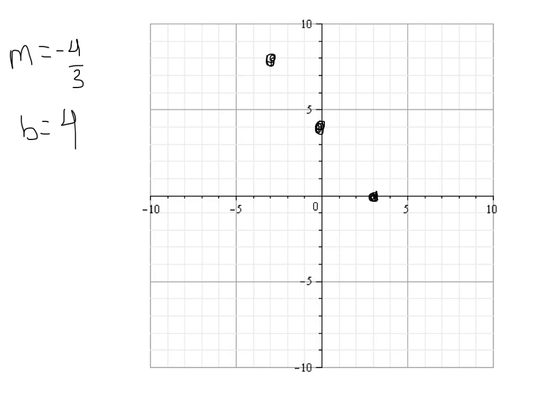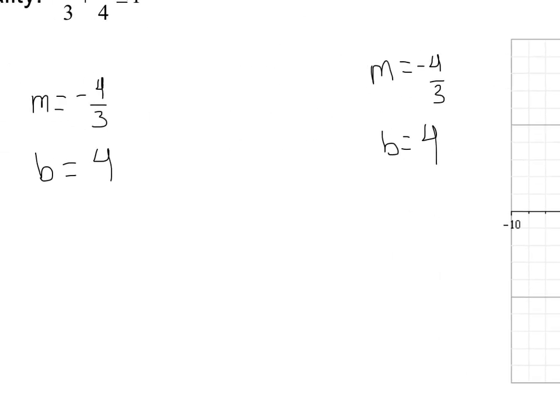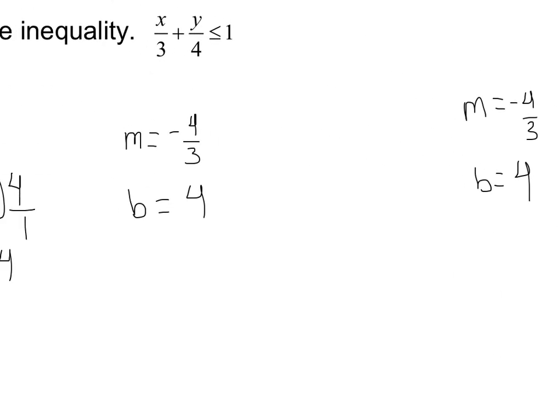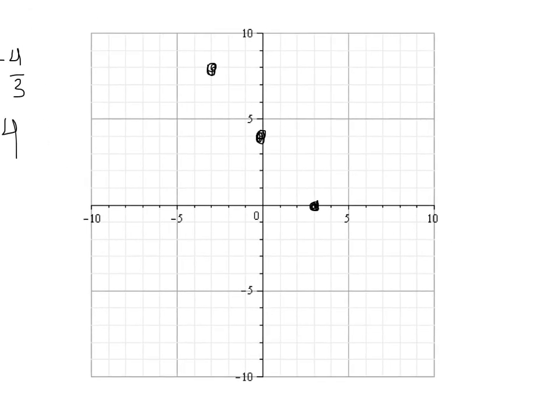Now see how this time it was or equal to? So instead of doing the dash line, you actually make the solid line through it. Now again, is 0, 0 on there? No. So go back to your equation, plug in the 0, 0.